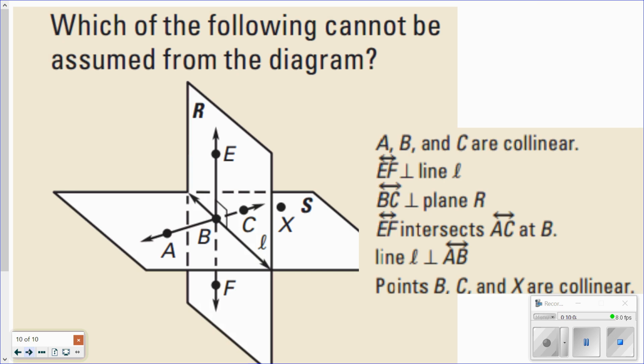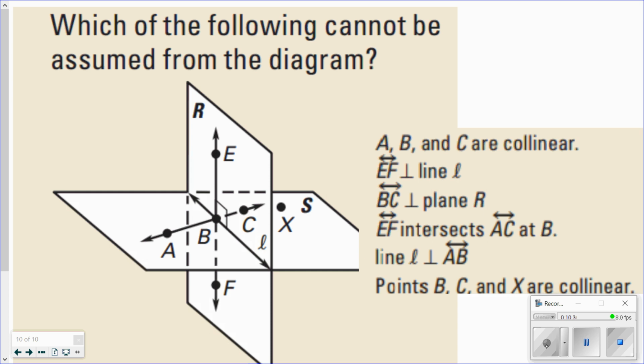All right, last problem here. Which of the following cannot be assumed from the diagram? So this is very similar to our previous problem. So can we say that A, B, and C are collinear? The correct answer is yes. If we look at the diagram, and I'll highlight this, those points are on the same line, which means they're collinear.